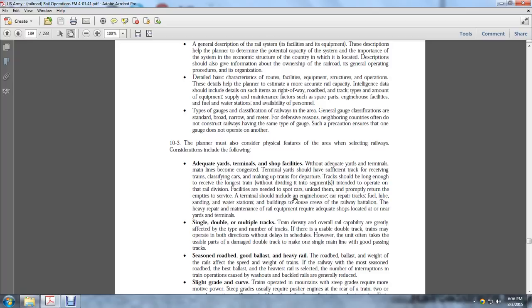Intending to operate on a rail division, the facilities are needed on the spot to spot the cars, unload them properly, and return them to empty service. The terminal should include the engine house, a car repair, a fuel loop, sanding, water station, buildings, and housing for the crews of the railway battalion. For heavy repair and maintenance of the railway equipment, adequate shops should be located near yard terminals. Single and double multiple tracks. Train density: overall railway capability is greatly affected by the number of trains.